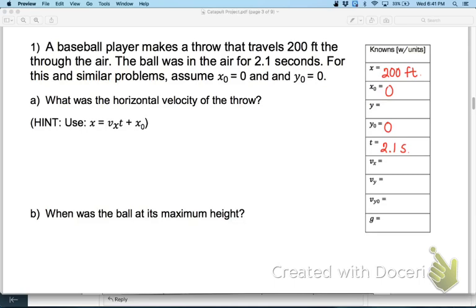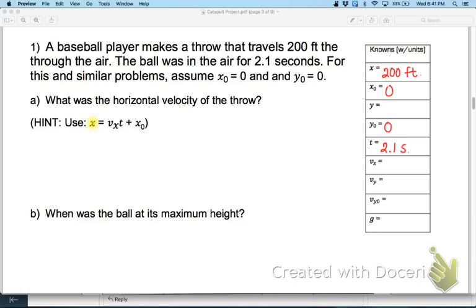So first question, what was the horizontal velocity of the throw? And they've given us a hint of which equation to use. X is equal to the horizontal velocity times time plus the initial position. So that's what we're going to use. Now, think about what we've got here. Let's look at our variables and collect what we had.